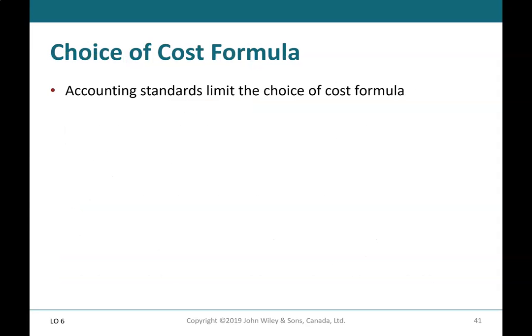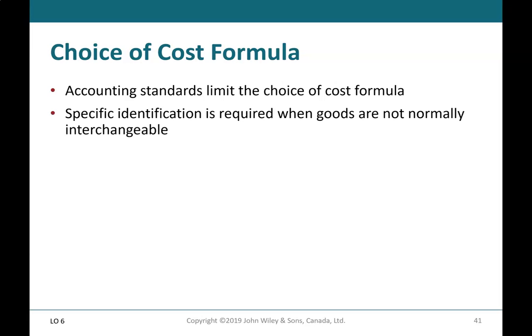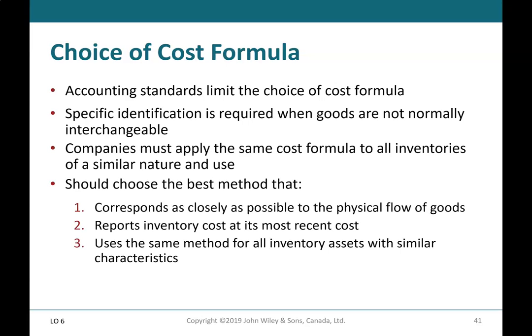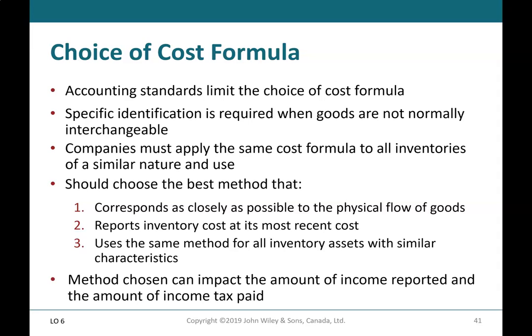Choice of cost formula. Accounting standards limit the choice of cost formula. Specific identification is required when goods are not normally interchangeable. Companies must apply the same cost formula to all inventories of a similar nature and use. Should choose the best method that 1. Corresponds as closely as possible to the physical flow of goods, 2. Reports inventory cost at its most recent cost, 3. Uses the same method for all inventory assets with similar characteristics. Method chosen can impact the amount of income reported and the amount of income tax paid.